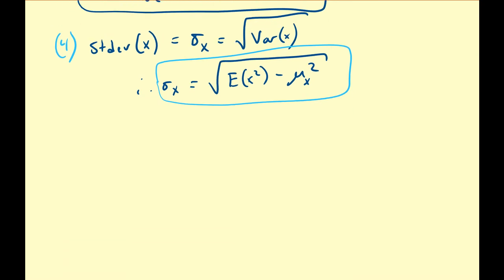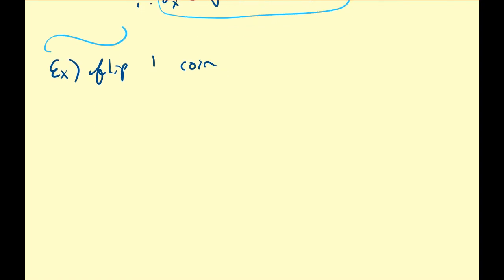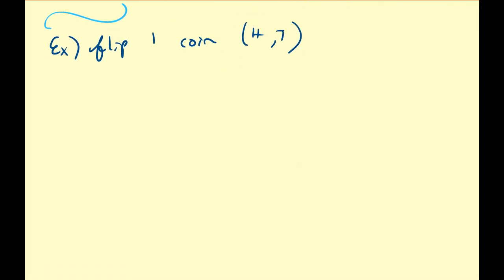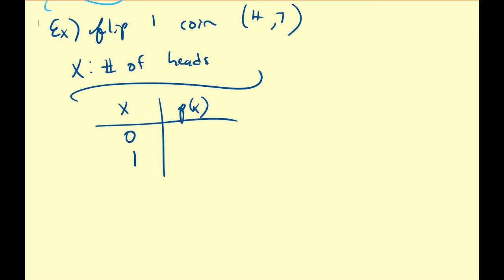So let us just go through one basic example. Suppose we flip one coin. One coin results in heads or tails. So let X represent the number of heads that you can get. What are all the possible values that X can have? You can either have 0 heads or 1 head. What is the probability that you get 0 heads? Well, that's the same as the probability of getting a tails, so that's going to be 1/2. And the probability of 1 head is going to be 1/2 as well.